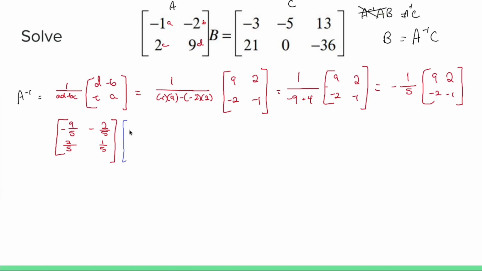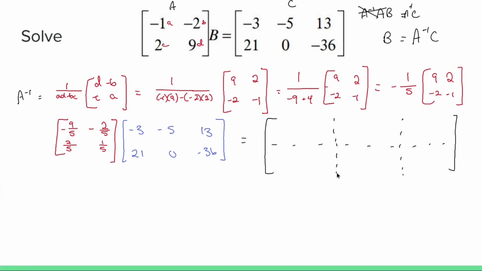So here is C: negative 3, negative 5, 13, 21, 0, and negative 36. We have ourselves a 2 by 2 being multiplied to a 2 by 3, which is perfectly legal. So at the end of the day, we'll get a 2 by 3. So let's give that all the space we can. 2 rows, 3 columns. You're going to split A up by rows, split C up by columns, and now it's just matrix multiplication with a lot of fractions. So I'm not happy about that.